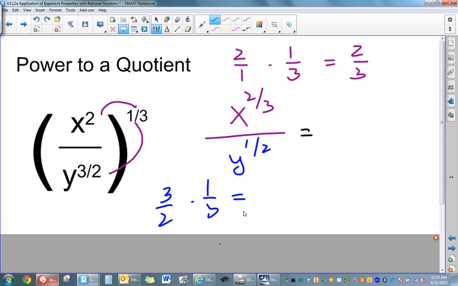Zero. What am I not allowed to have? A fraction in the denominator. So right now in the denominator, I have y to the 1/2. I need to get to the next closest whole number. Catherine? That's a 3.